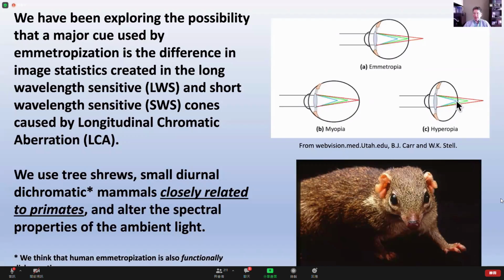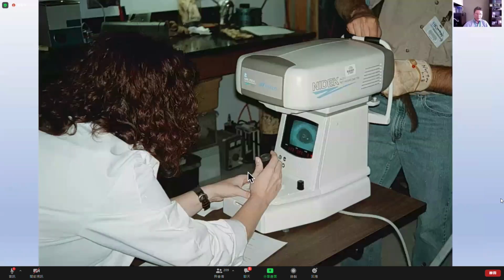So to investigate this, we use tree shrews, small diurnal dichromatic mammals that are very closely related to primates, and we alter the spectral properties of the ambient light. We use a Nidec autorefractor. We also use a Lenstar biometer. You can tell here we're measuring the left eye because you see the tail coming off on this side.